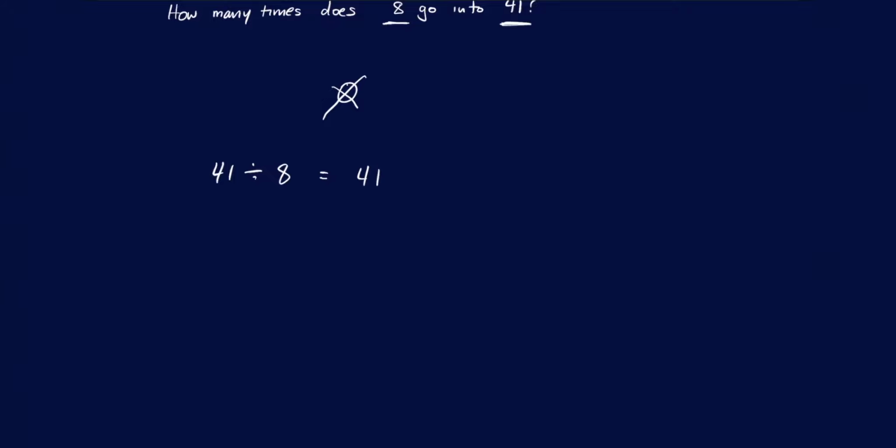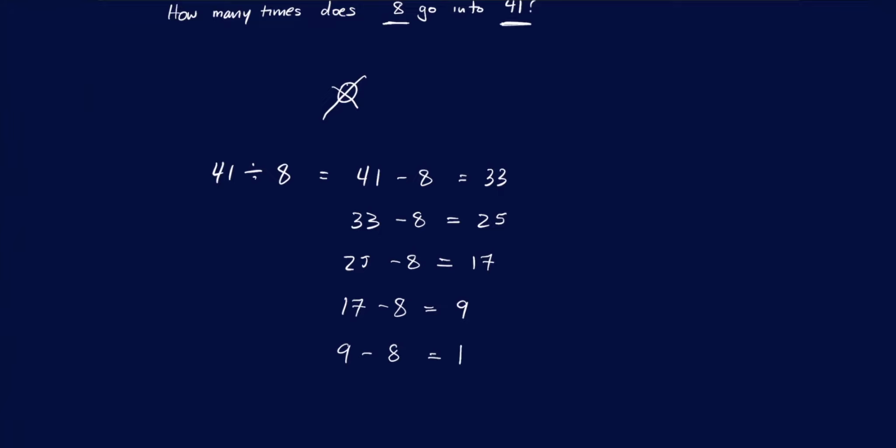So 41 minus 8 is equal to 33. 33 minus 8 is equal to 25. 25 minus 8 is equal to 17. 17 minus 8 is equal to 9, and 9 minus 8 is equal to 1. So see how if we subtract 8 from 1, we're going to get a number below 0? That basically just means that this is our remainder.